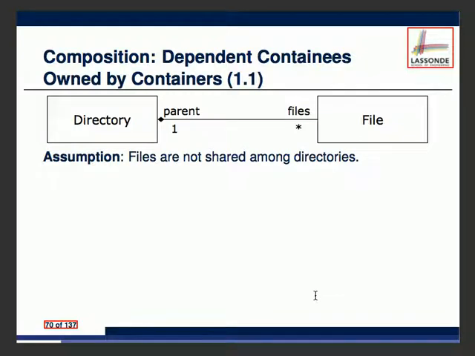For example, let's say the file is an integral part of a directory. You can see a file has exactly one directory as its parent, and the directory has multiple files as its files. Okay, that's how we read the diagram. And let's just note, there is no sharing.